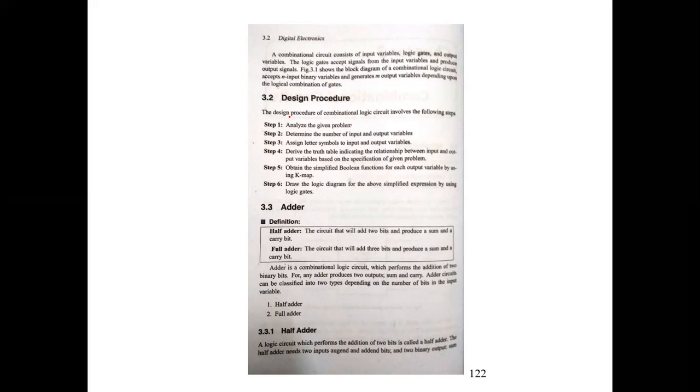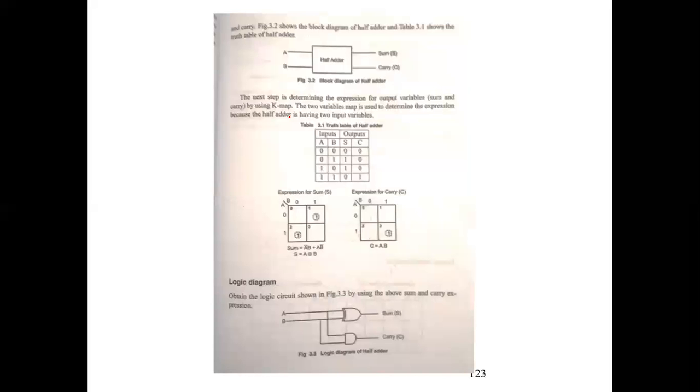That is the concept. So in this topic, we are going to discuss adder and subtractor. Half adder is a circuit that will add two bits and produce a sum and a carry bit. Full adder is a circuit that will add three bits and produce a sum and a carry bit. So this is the half adder and full adder concept. Half adder means we are going to add two bits. Full adder means we are going to add three bits.